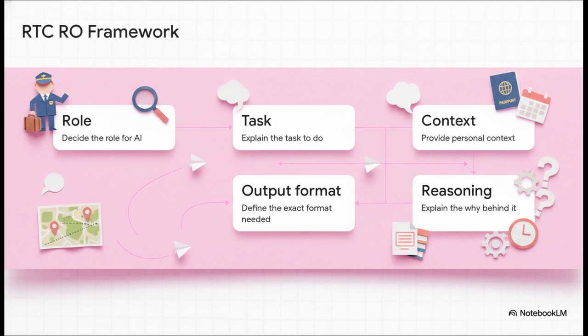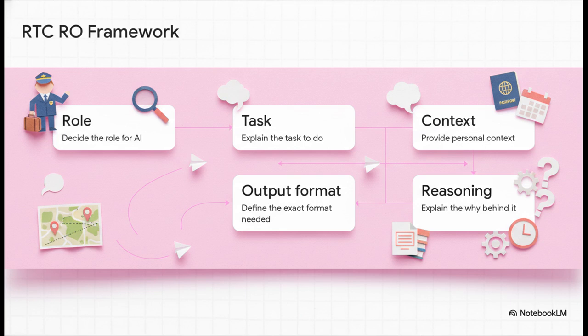It's like a mental checklist. Step 1, give the AI a role. Tell it to act as an expert travel agent. Step 2, define the task clearly. Step 3, give it context, all about yourself and your preferences. Step 4, explain the reasoning, the why behind the task. And finally, Step 5, dictate the exact output format you want, like a PDF, and set a stopping condition. This structure gives the AI everything it needs.